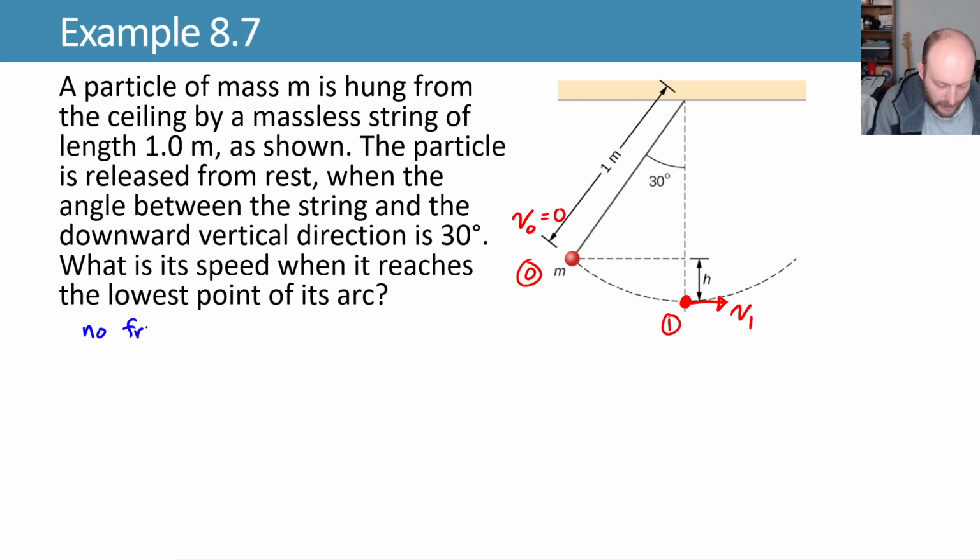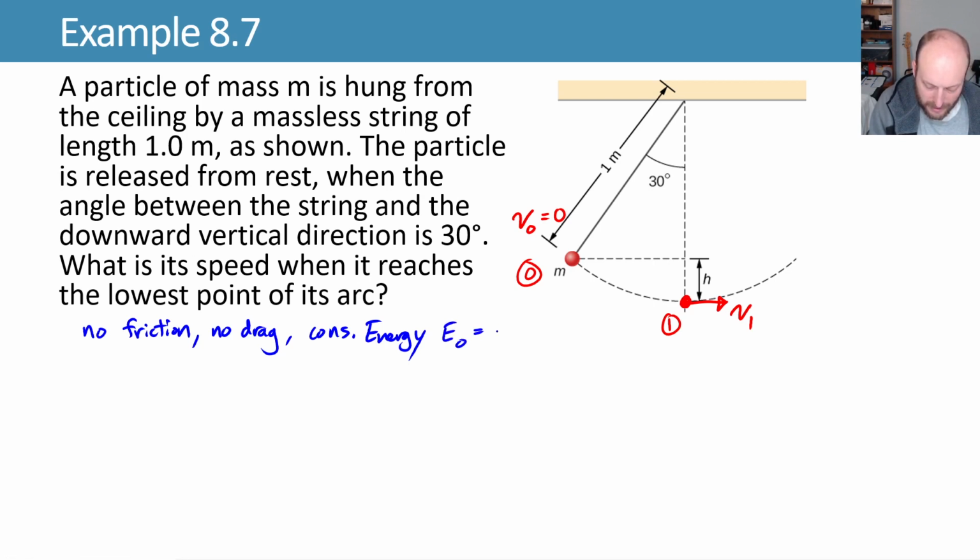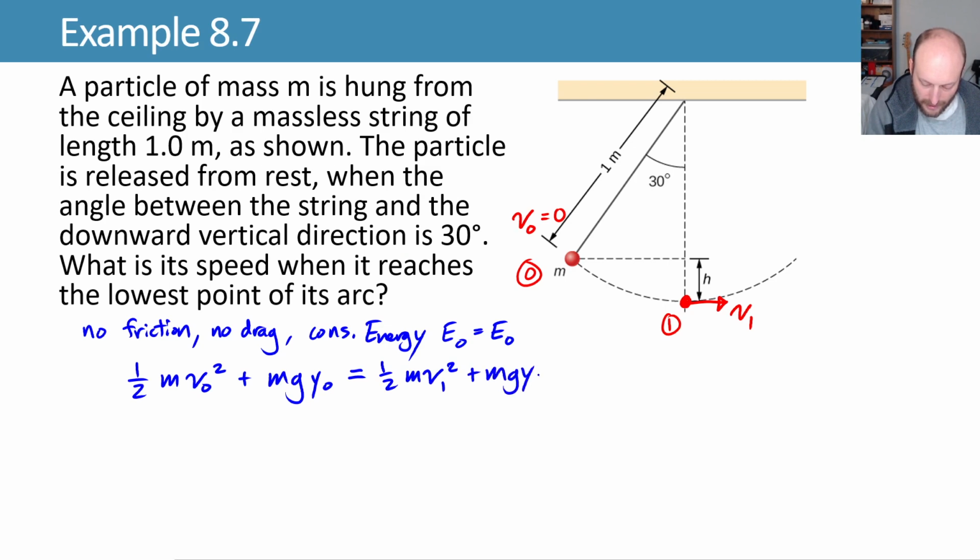To do so, we have to ignore friction. So say there's no friction, ignore aerodynamic drag, and that lets us conserve mechanical energy between these two, which means E at point 0 is equal to E1. I'll go ahead and write a more complete version of this. There's no spring, so I'm going to leave out the spring term, and we'll just include the kinetic terms, 1/2 mv squared, and the gravitational terms, mgy.